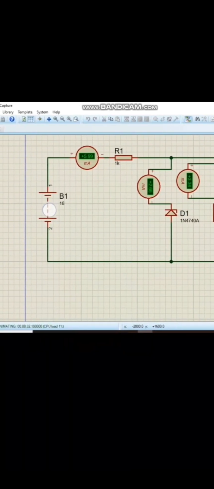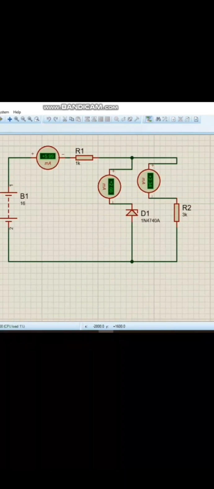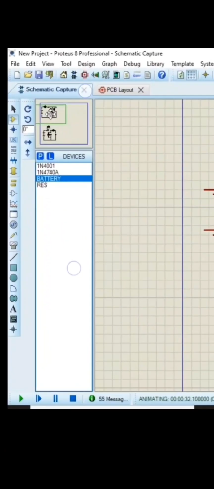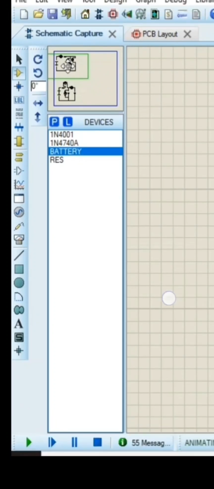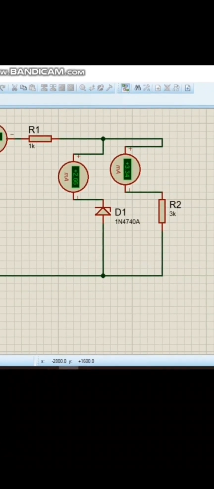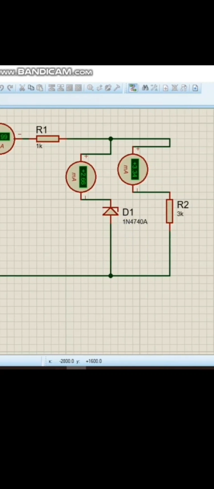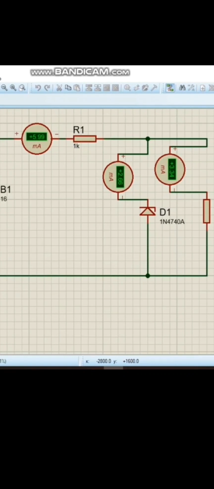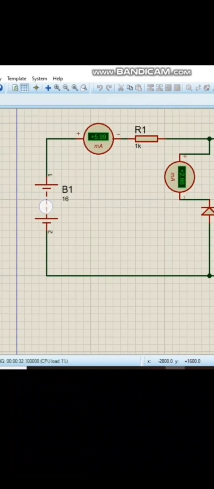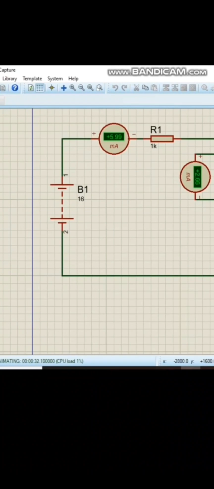You can also use a cell here, and to find these parts we simply go to the library. This part here is the library. We click on P. After that comes a search bar. In the search bar you can simply write the name of the diode that you are going to use in the circuit, like 1N4740A. When you type this, it will give the same diode that you are searching for. After that, for the resistors, you can simply write generic resistors, and for this battery source, you can use a cell or a DC voltage source here. It won't be a big deal.